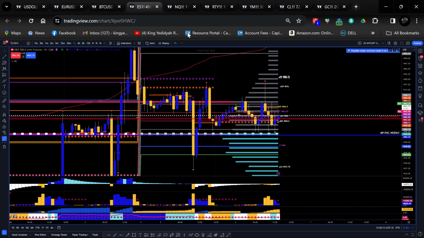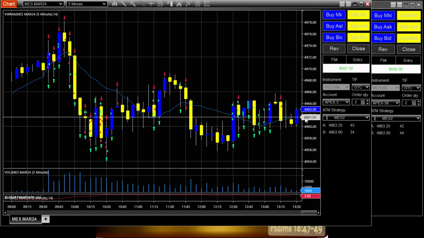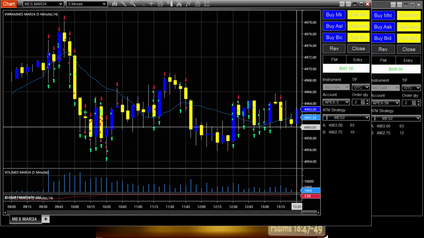because I know it's basically a rotational day, right? So as you can see here, it's just rotation, just trying to enter at this value area high and kind of stick with the buyers and stay on the right side of the market.